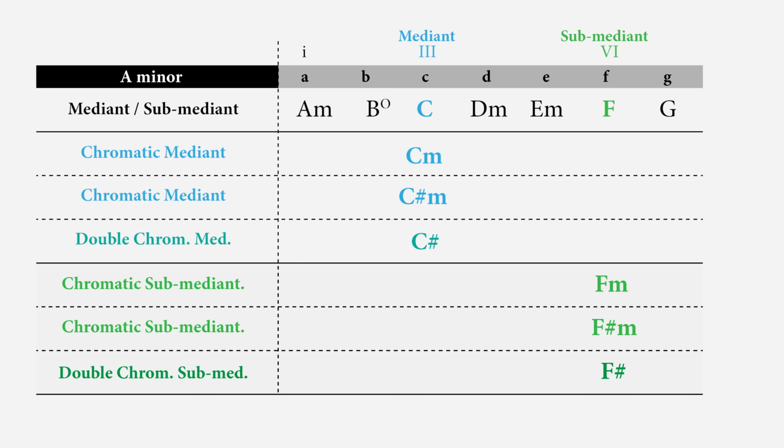Now we can do the same thing for the submediant, which is the F major chord in the key of A minor. Now the parallel minor of F major is F minor, and the F minor chord is the chromatic submediant in the key of A minor. It has one note in common with the tonic A minor, and that is the note C. And both chords together sound like this.